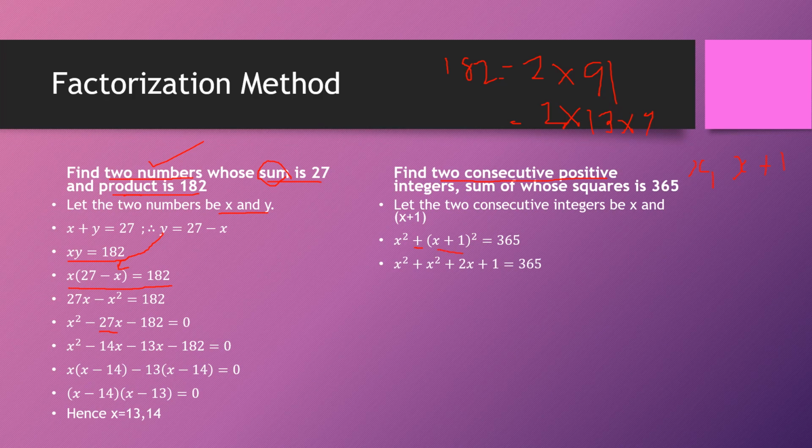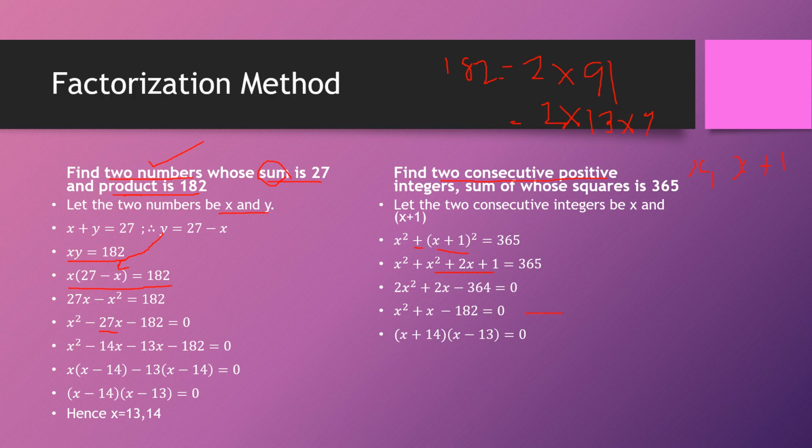I'll open this bracket. So I'll get a plus b the whole square, that's x square plus 2x plus 1. So x square plus x square becomes 2x square. 1 minus 365 becomes minus 364. I have divided by 2 every term. So it becomes x square plus x minus 182. Again the number is the same, factors remain the same. I've written directly over here.